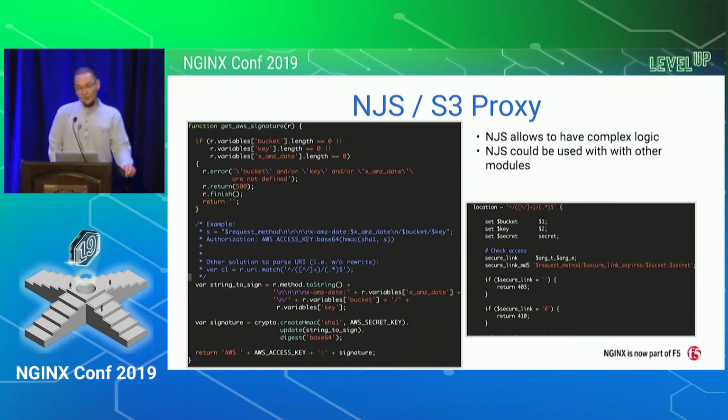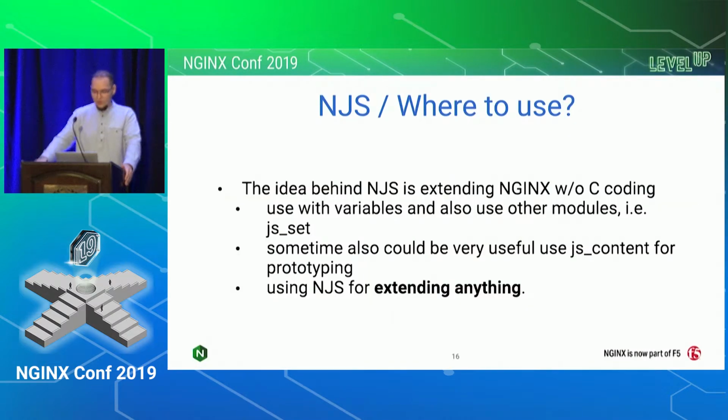And here is a more complex example. Let's say you have to introduce an S3 proxy. For example, you have S3 storage and you have to proxy traffic from NGINX to S3. You can use NJS to introduce this feature inside NGINX without C coding. You don't need to introduce a new module. And actually, the link to this example will be at the end of the presentation. I will not discuss how S3 works. It's just a nice example of the features of this language.